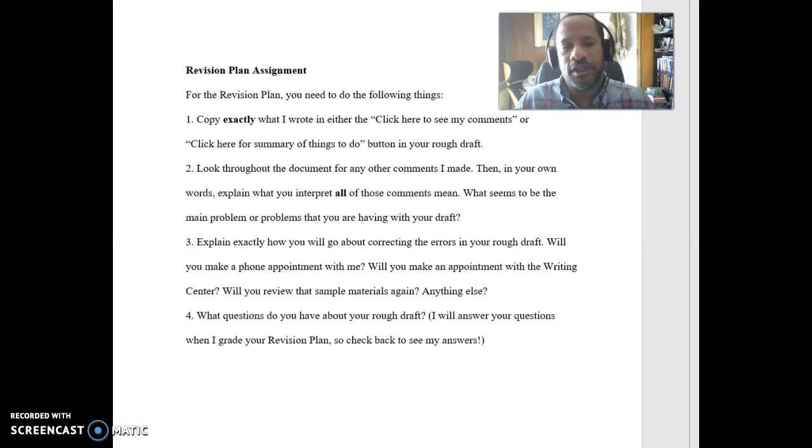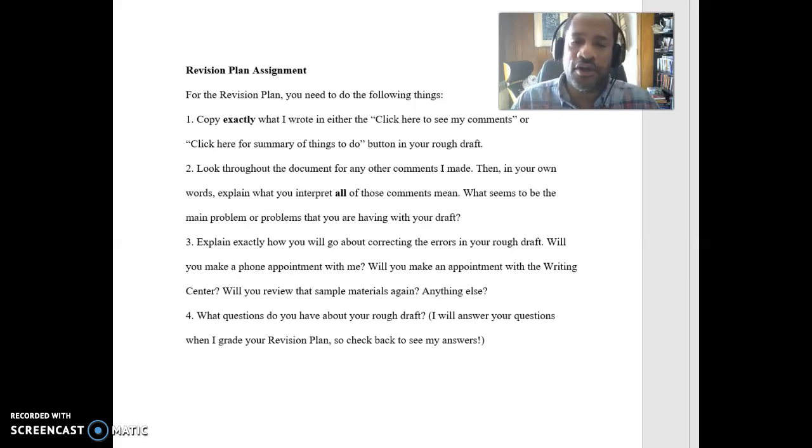Just to be transparent about what I'm doing, one of the reasons I give you a revision plan is I want to make sure that you go back and look at the comments that I made on your rough draft. I can see when students are looking at assignments whether you look at my comments on your rough draft. And I know from experience that a lot of students will not look at the comments that I put on the rough draft and then go ahead and do the final draft without doing that. And I'm like, you can't do that.